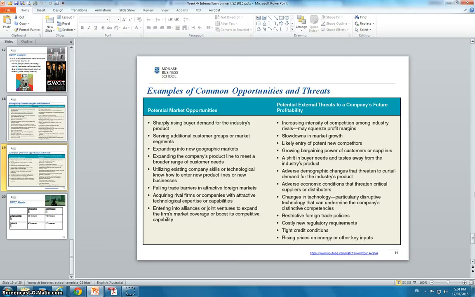On the other hand, identifying factors like the slowdowns in market growth that you currently compete in, the likely entry of potential new competitors, or also the growing bargaining power of customers or suppliers. These are all factors which can reduce or worsen your competitive position. So you're going to need to be aware of those and potentially try and minimize their impact.